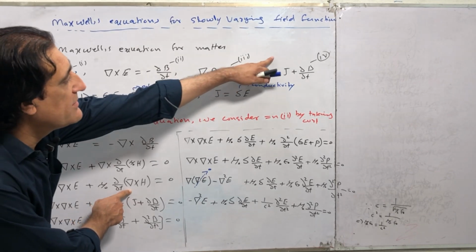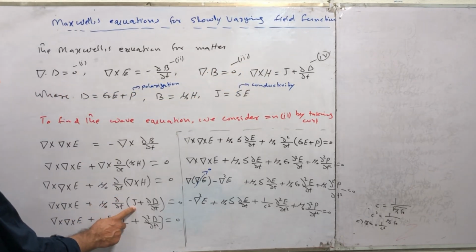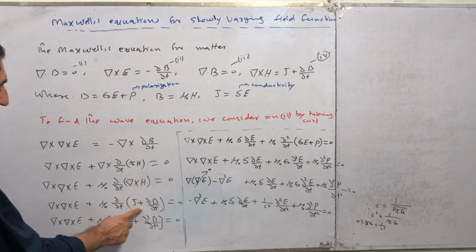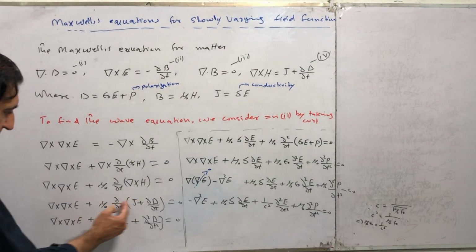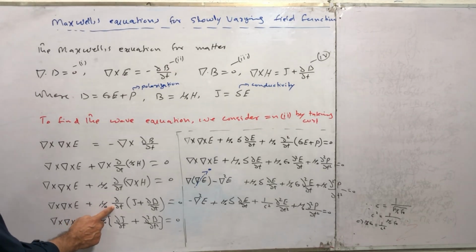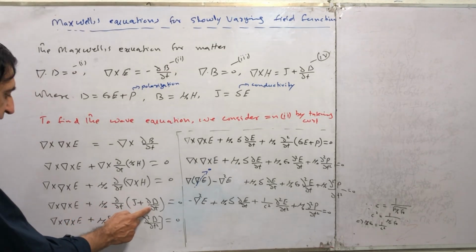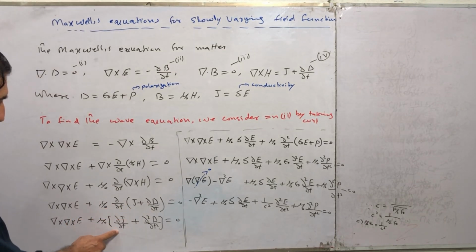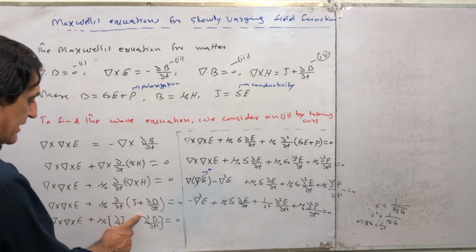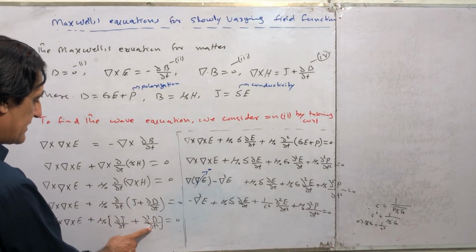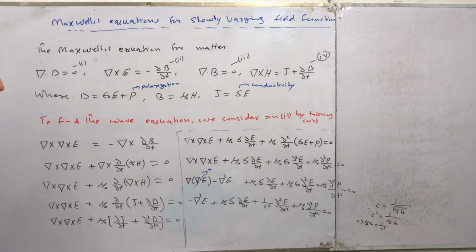From equation number 4 we can put the value J plus partial D divided by partial t, and then multiply this partial divided by partial t with this and with this, then we can get partial J divided by partial t, and this will be partial square D divided by partial t square, is equal to 0.